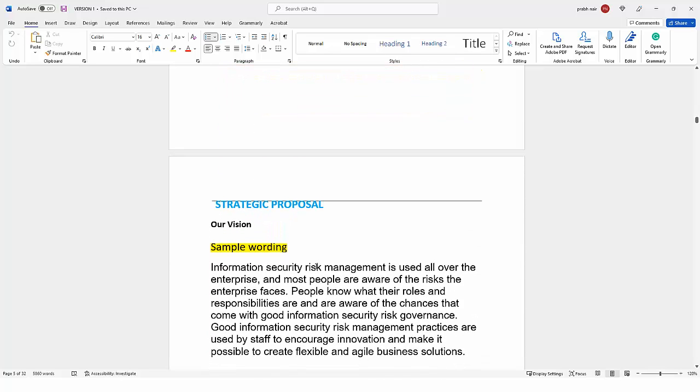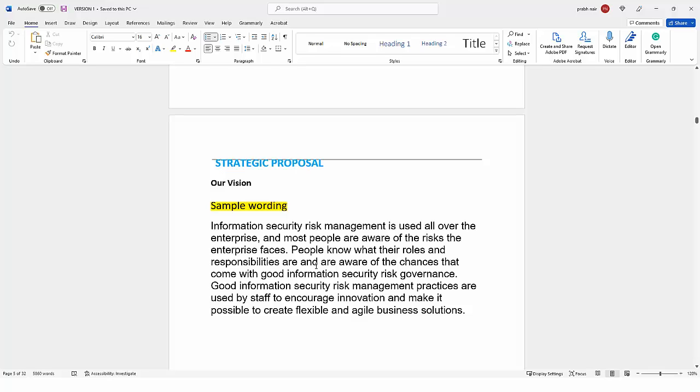Then we move to the strategy proposal. In a strategy proposal, we give our vision first. Here is a sample of the content: information security risk management is used all over the enterprise. Most people are aware of the risks the enterprise faces. People know what their roles and responsibilities are. Okay, so this is good information security risk management. So I'm giving a sample wording of a strategy proposal, which is very important for us to understand.